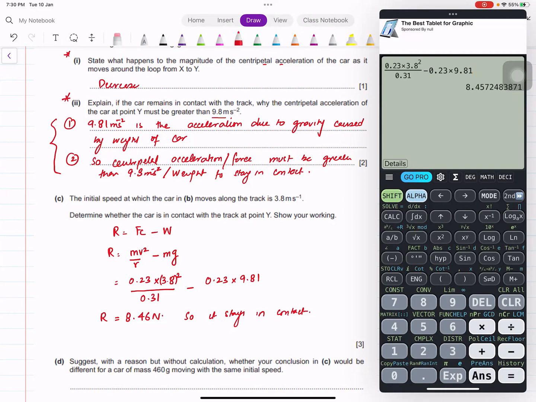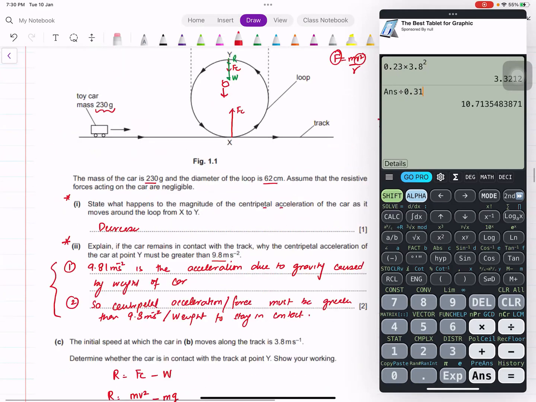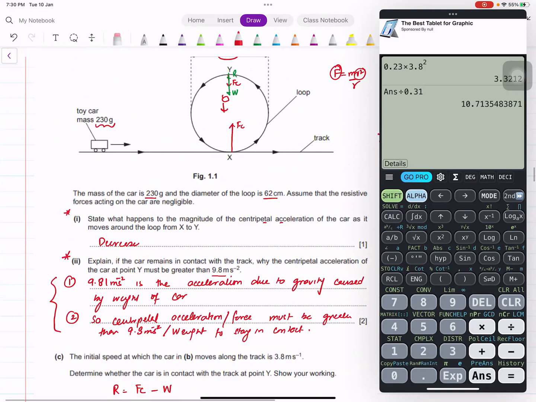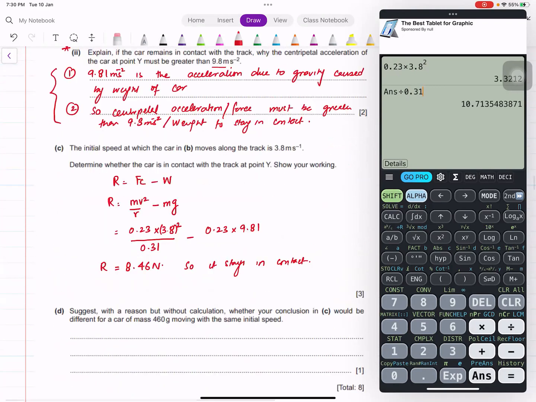But why is it 0.23 times 3.8? I've done this question a couple of times, sir. The answer should be not in contact, because the speed seems like less. Last time we did half mv squared equals half mv squared plus mgh.